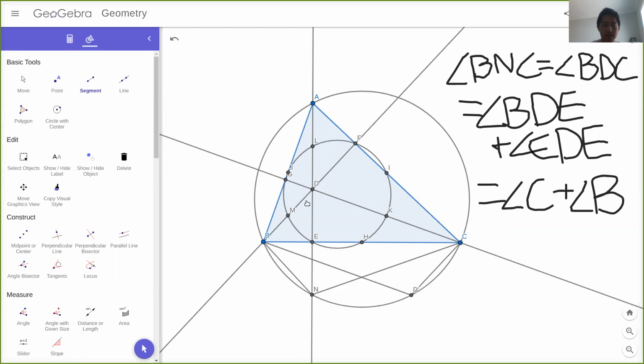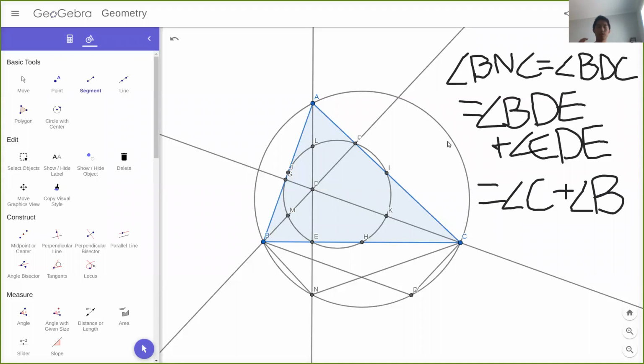And so this angle, just as we said BNC is equal to BDC, which is equal to angle B plus angle C, which is 180 minus A. We get that BD prime C is also equal to angle BDC, which is also equal to angle C plus B, which is also equal to 180 minus A. So this angle right here is also 180 minus A. So both of these points lie on the big circle.